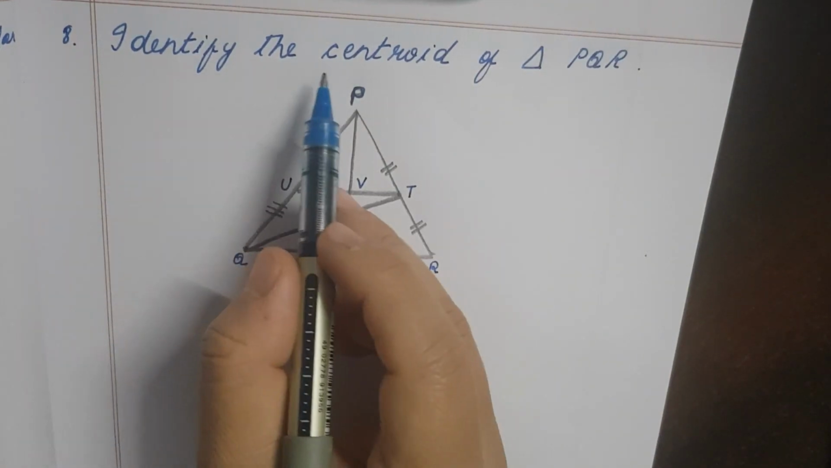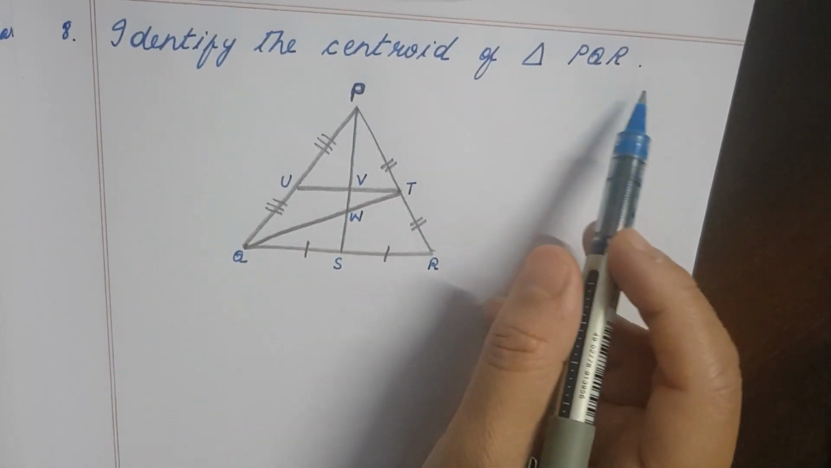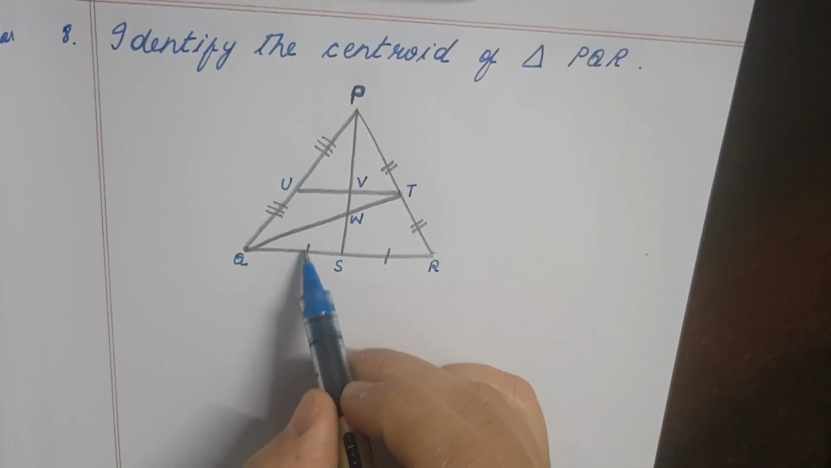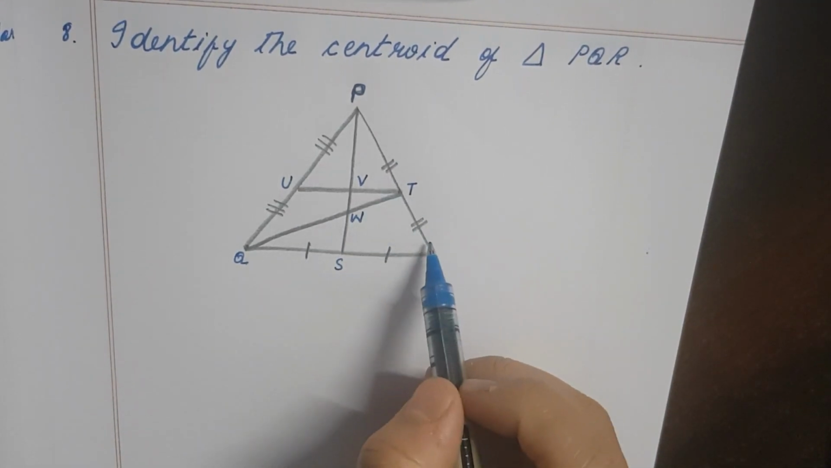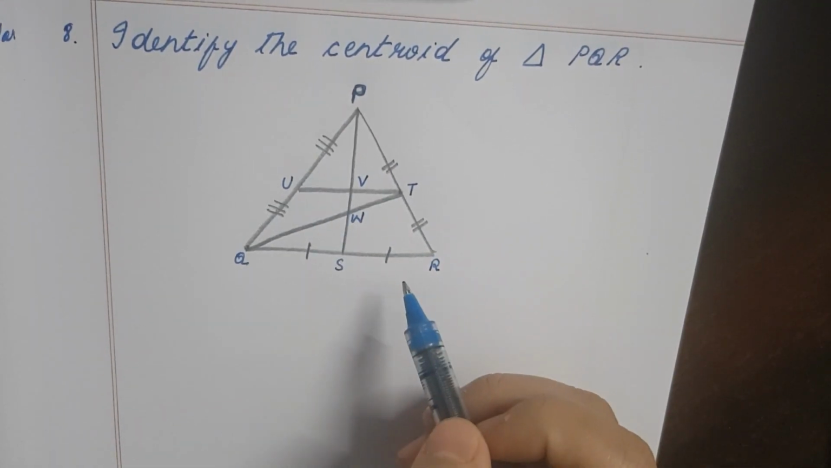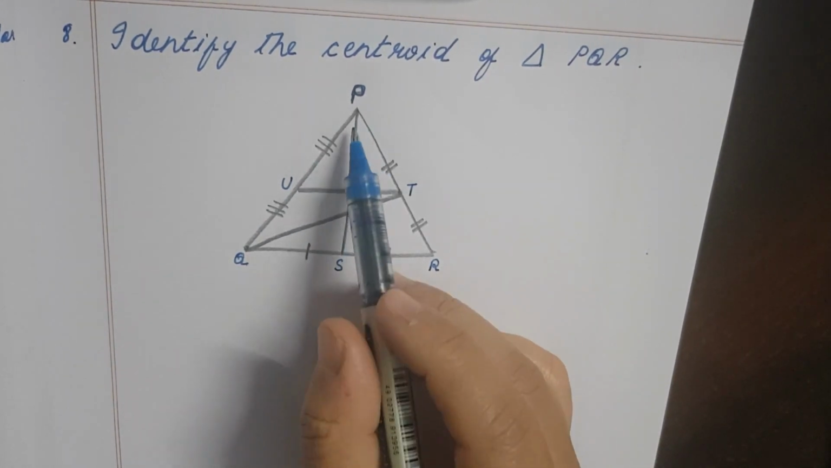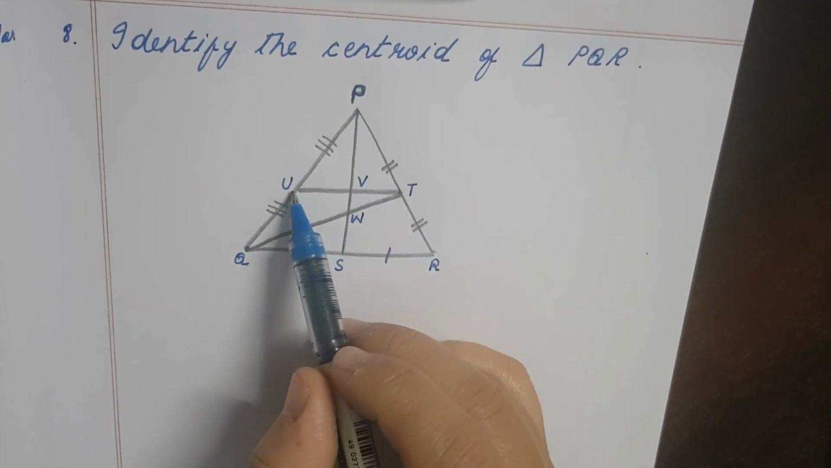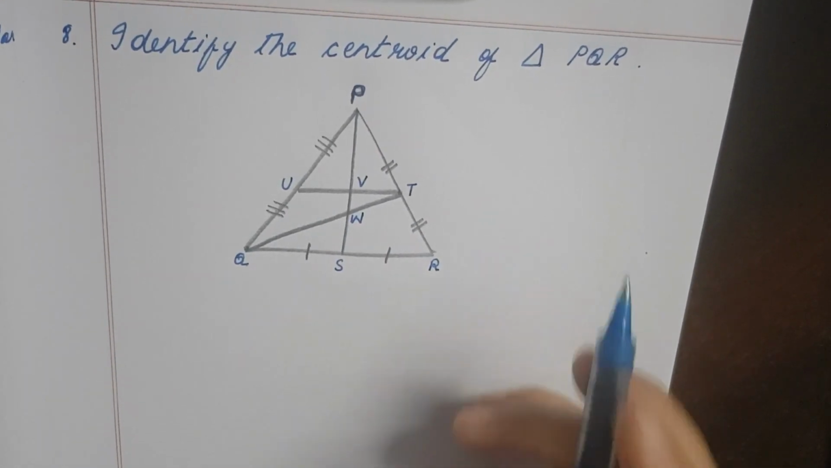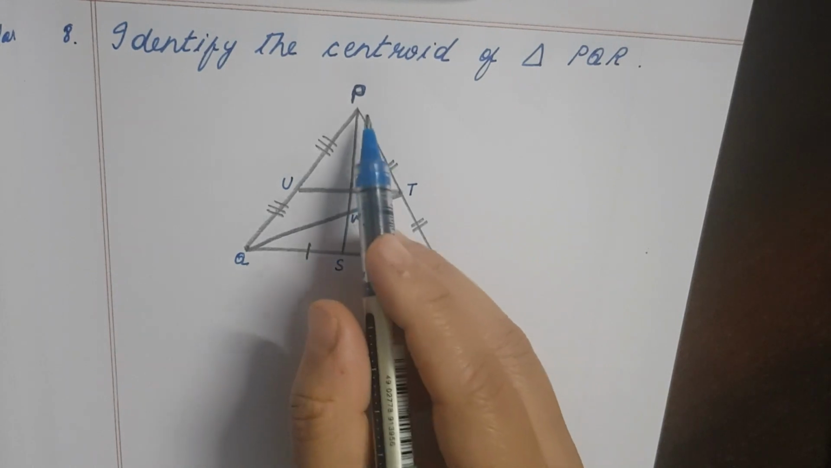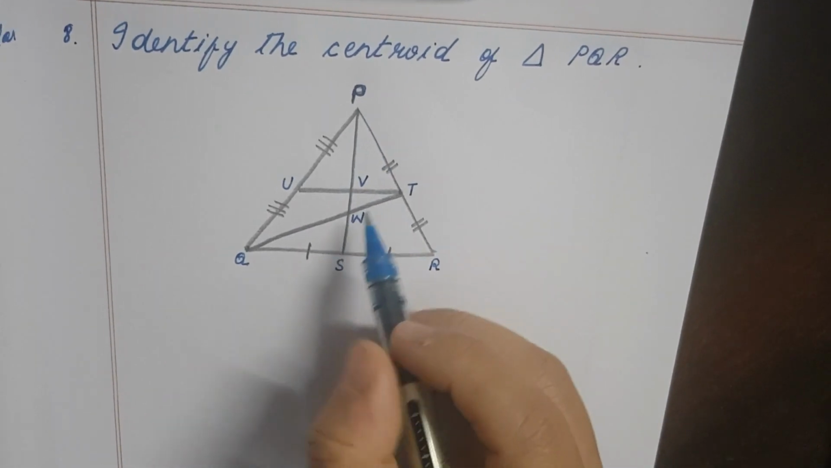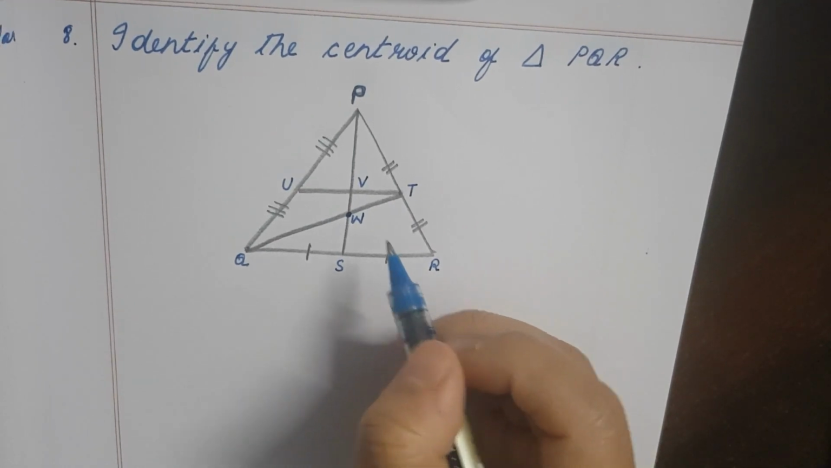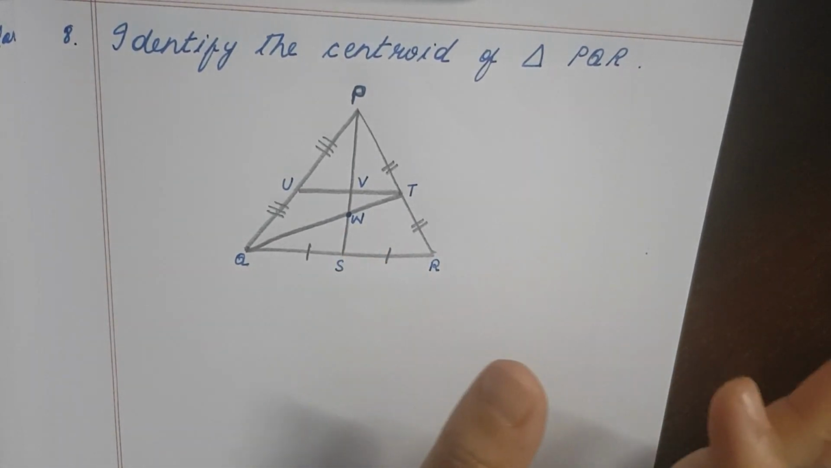8. Identify the centroid of triangle PQR. PQR is given, it's a triangle. Here this side is equal to this side, this side is equal to this side and this side is equal to this side. Now what are the medians? It is PS and QT, but for R they did not give it. Where are the medians PS and QT meeting? At W. So W is the centroid.